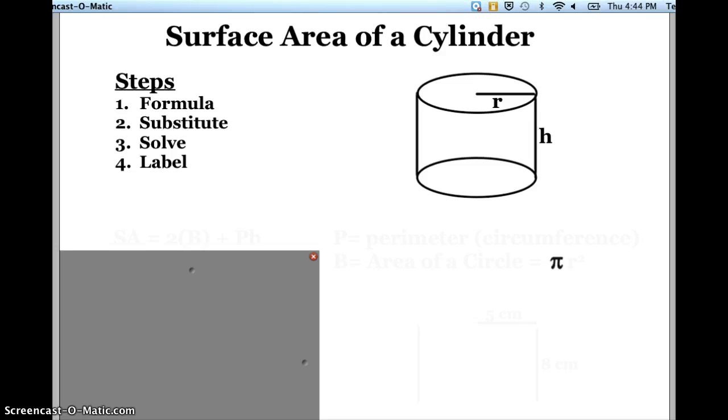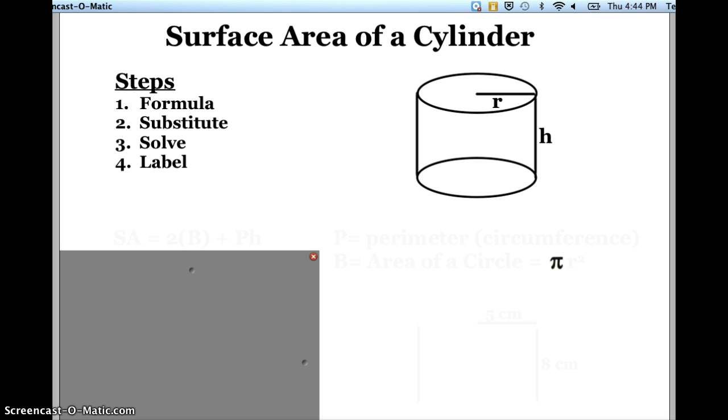Okay, Oak Rovers, this is a video that's going to help you find the surface area of a cylinder. What I'm looking for when I find the surface area of the cylinder is how many squares it's going to take to cover the top and the bottom of the cylinder and also the sides. If I think of this cylinder as a can of soup, I need to cover the top circle, the bottom circle, and then the label of the soup can, which is the sides of that cylinder.